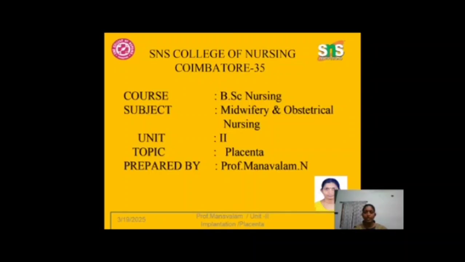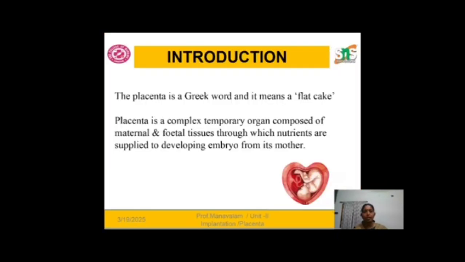Now we are going to see the structure of the placenta, as well as the functions of the placenta. Placenta is a Greek word meaning flat cake. It is a complex temporary organ composed of maternal as well as fetal tissue, through which nutrients are supplied for the developing embryo from its mother. So it is the sole link, or bond, between the mother and the fetus.